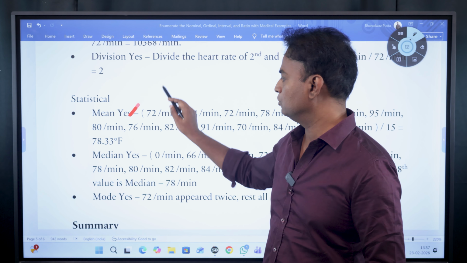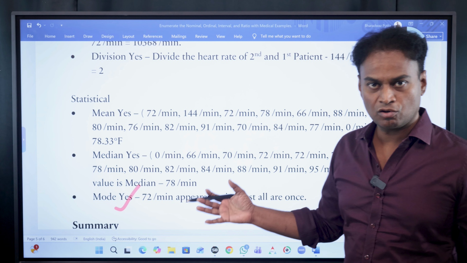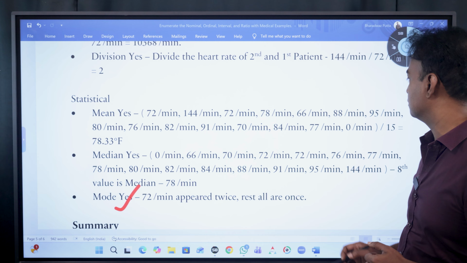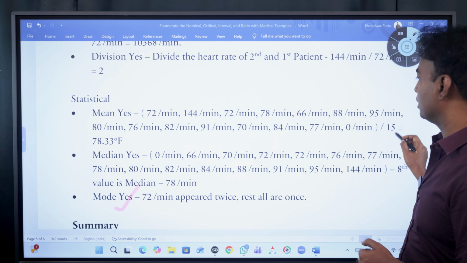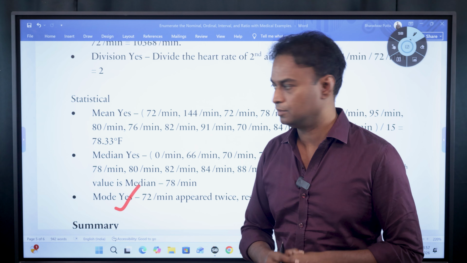And coming to statistical analysis, what are all the things you can do? You can find mean, you can find median, and you can find mode. How do you find the mean? Add all the heart rates and divide by the number of entries. These are all the heart rates divided by 15. The average heart rate is 78.33.